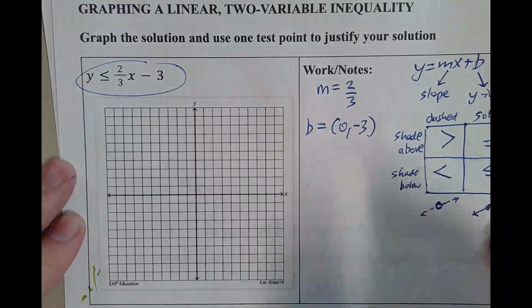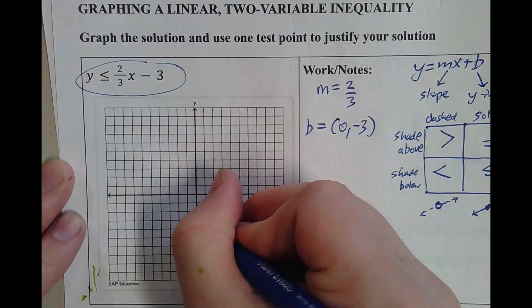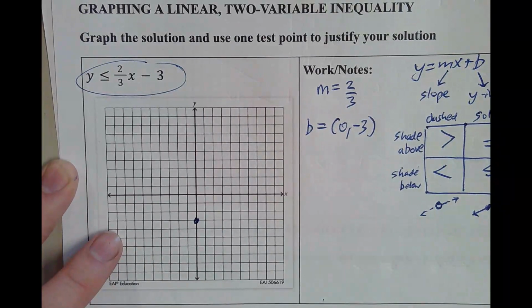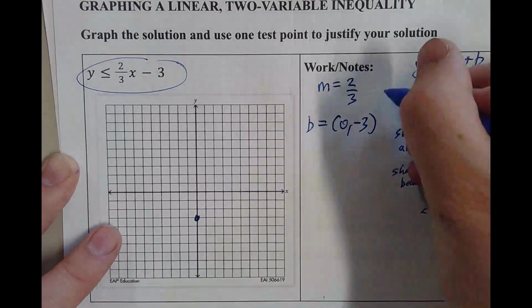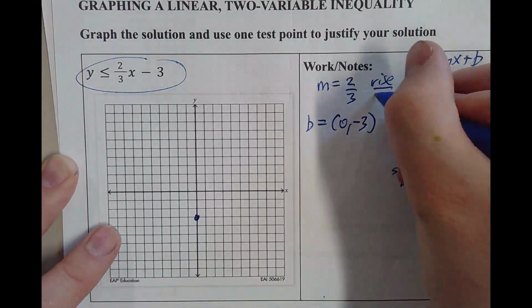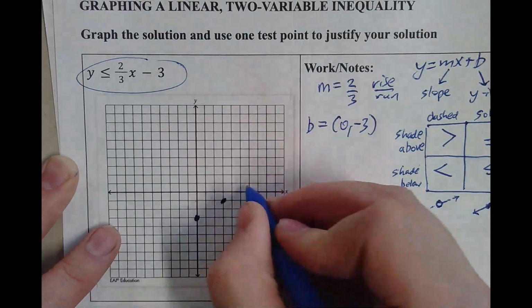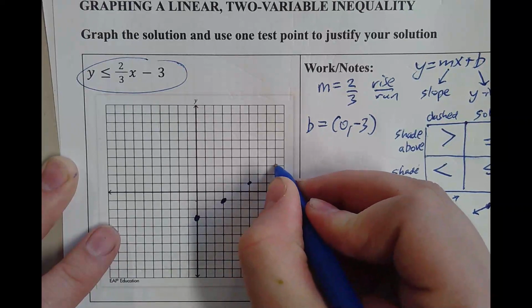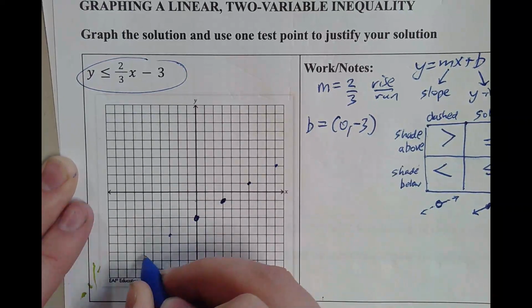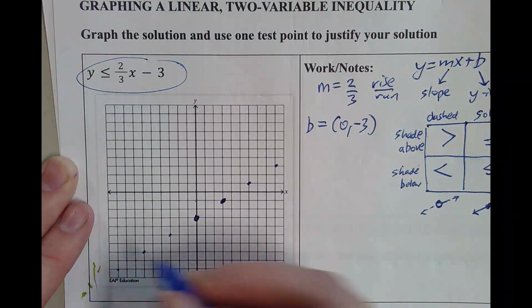And I get to graph these dots. 0, negative 3. With the slope of 2/3. Remember, slope is rise over run. So I'm going to go up 2 and over 3. You can follow that same pattern until you have all your dots filling up your entire graph.